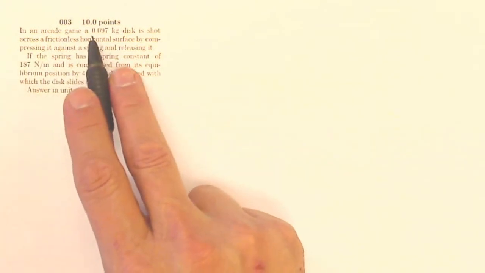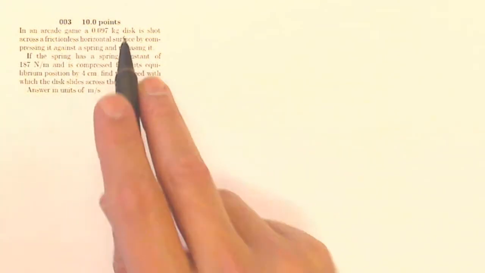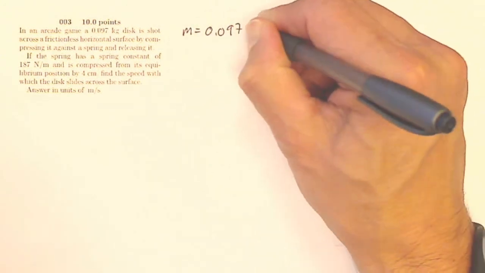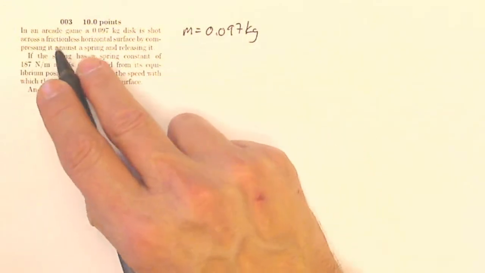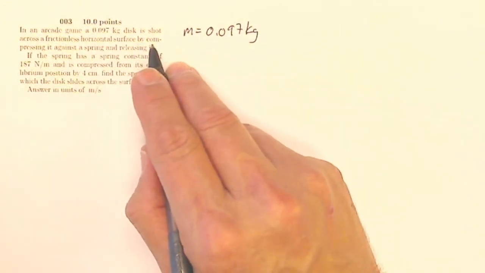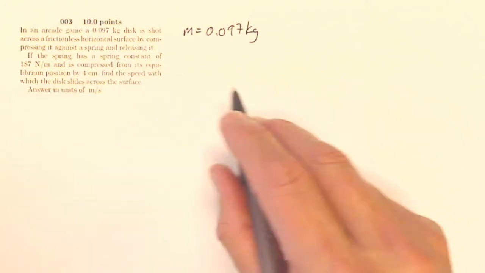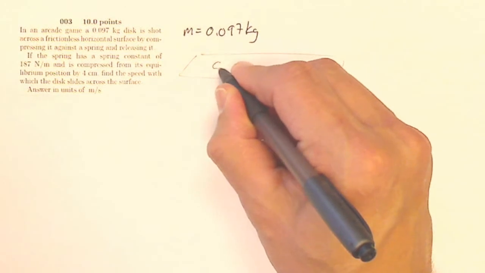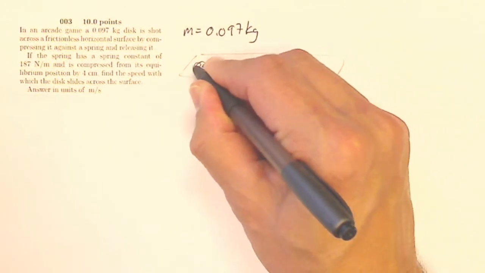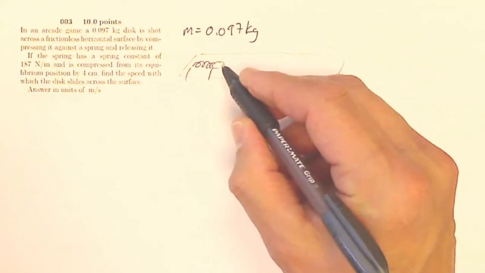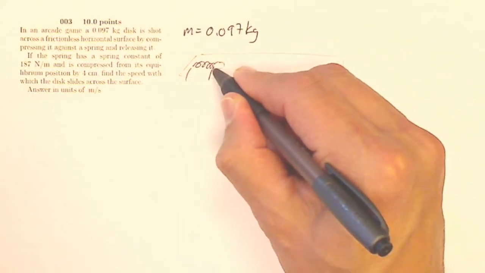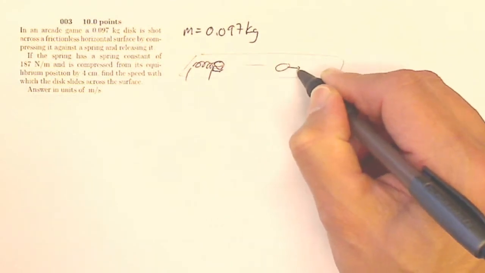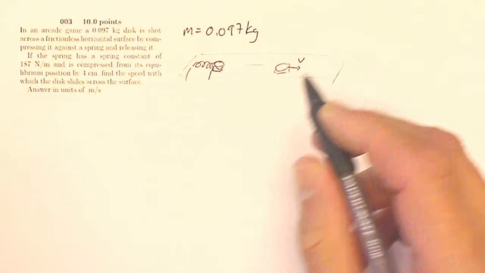In an arcade game, a 0.097 kilogram disc, well that must be the mass, is shot across a frictionless horizontal surface by compressing it against a spring and releasing it. So what I've got is this frictionless horizontal surface, and a disc that is pushed against a spring, compressing it by some amount. And then that little disc is going to go flying off when I release the spring, and it's going to have some velocity over here once I release it.